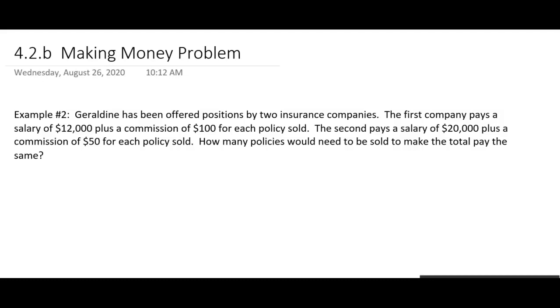Making money problem. So this is a problem about making money. All right. Geraldine has been offered positions by two insurance companies. The first company pays a salary of $12,000 plus a commission of $100 for each policy sold.